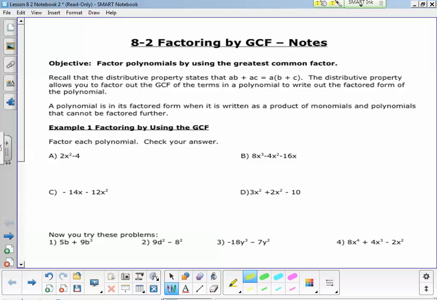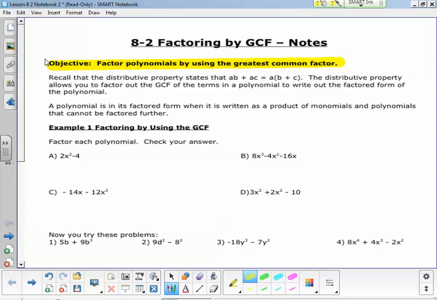Okay, so lesson 8.2, factoring by GCF. As we're going through this lesson, you can use your note-taking sheet and write down any examples or things that you need to do to help you remember this lesson. So, our objective for today is to make sure that we can factor polynomials by using the GCF.